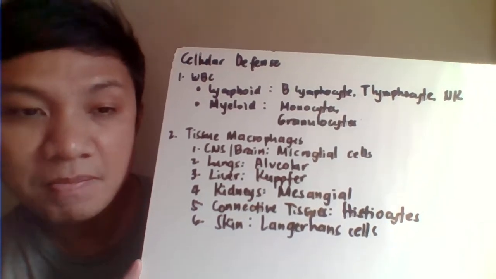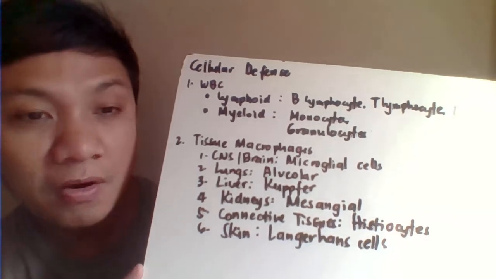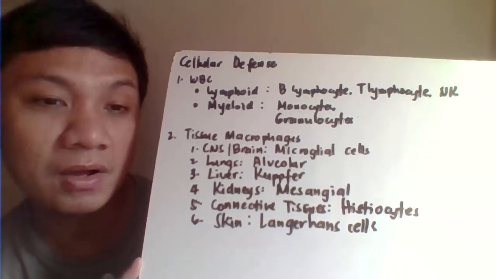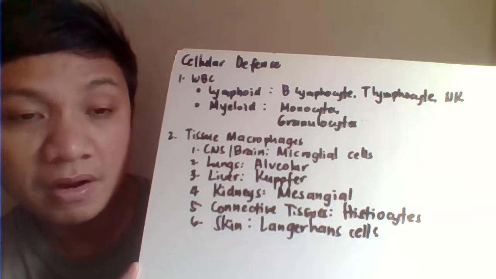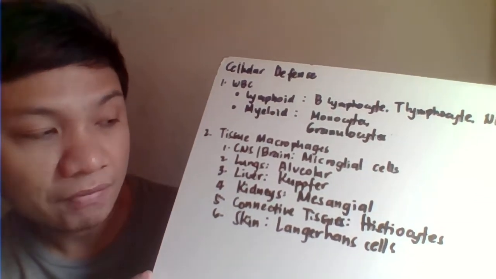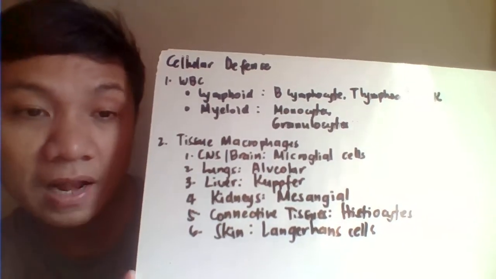They are identified by their names according to the tissue where they take their homing residence. For example, in the brain, you have your microglia. In the liver, you have your Kupffer cells. In the skin, you have your Langerhans cells. And we also have your kidney mesangial cells, and in the lungs, you have your alveolar macrophages.